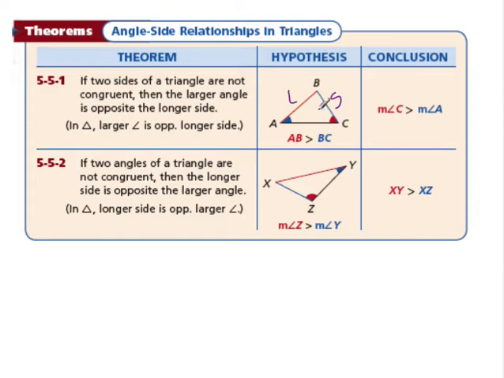So looking at side AB, that's the largest. So angle C is the largest angle, and BC is the smallest side, so angle A is the smallest. Now, the opposite also works. Angle Z is my largest angle, so I know that XY is my largest side. Angle Y is my smallest angle, so I know that XZ is my smallest side. If you need a minute, pause the video and then move on once you're done writing this down.